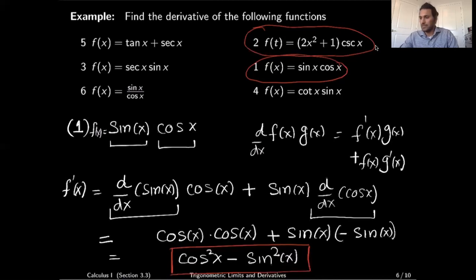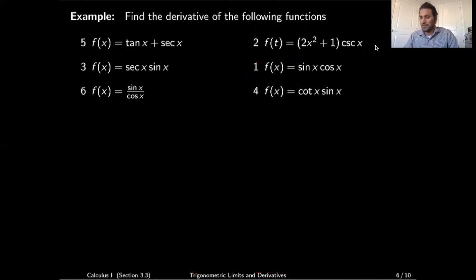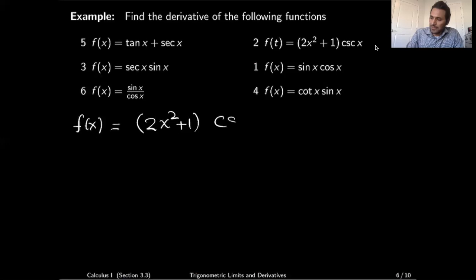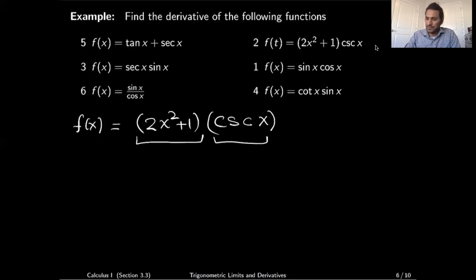Similarly, you can do the next problem, which is the problem number 2 we're gonna do. So let me clear the problem first. So let's do the problem number 2 now. Our function is f of x is equal to 2x square plus 1 times cosecant of x. So this is again the product of 2 functions, product of 2x square plus 1 and the cosecant x.